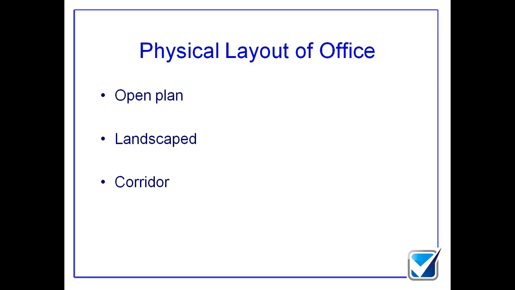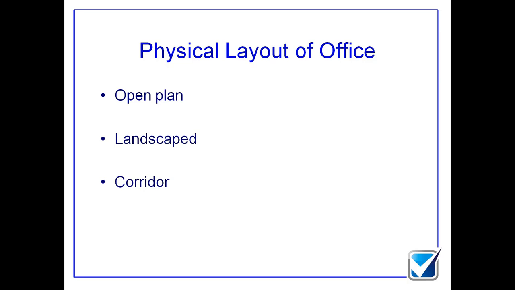We then have a much older fashioned layout of an office, which is a corridor, which tends to have lots of smaller offices. This is good because it means that it can be quiet, which means you can get on with your work. It can be bad because it detracts from the element of communication. So the landscaped office sort of comes in between an open plan and a corridor. So there are good and bad things about all of these. You need to have a basic understanding of all of those, I'm afraid, guys.